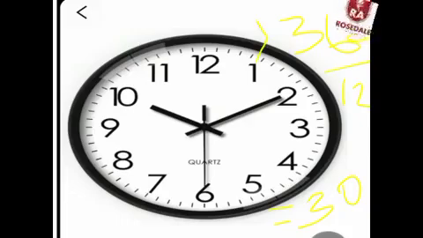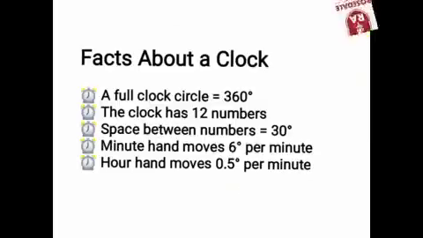Now what do we do? You can divide the total circle here, which equals 360 degrees, by the number of numbers formed inside the clock, that is 12. So 360 divided by 12 gives you 30. What does that mean? It means that the space between numbers equals 30 degrees.